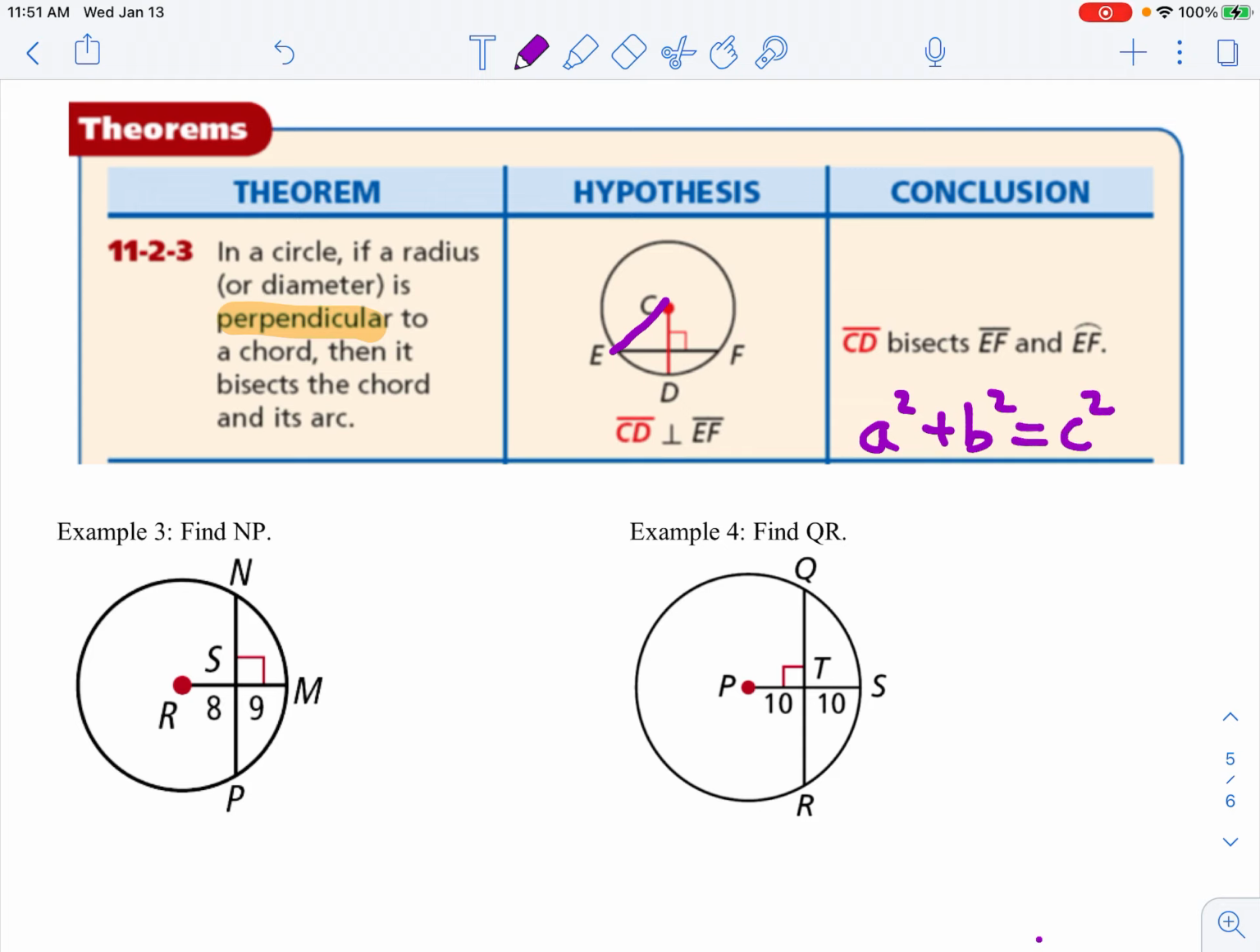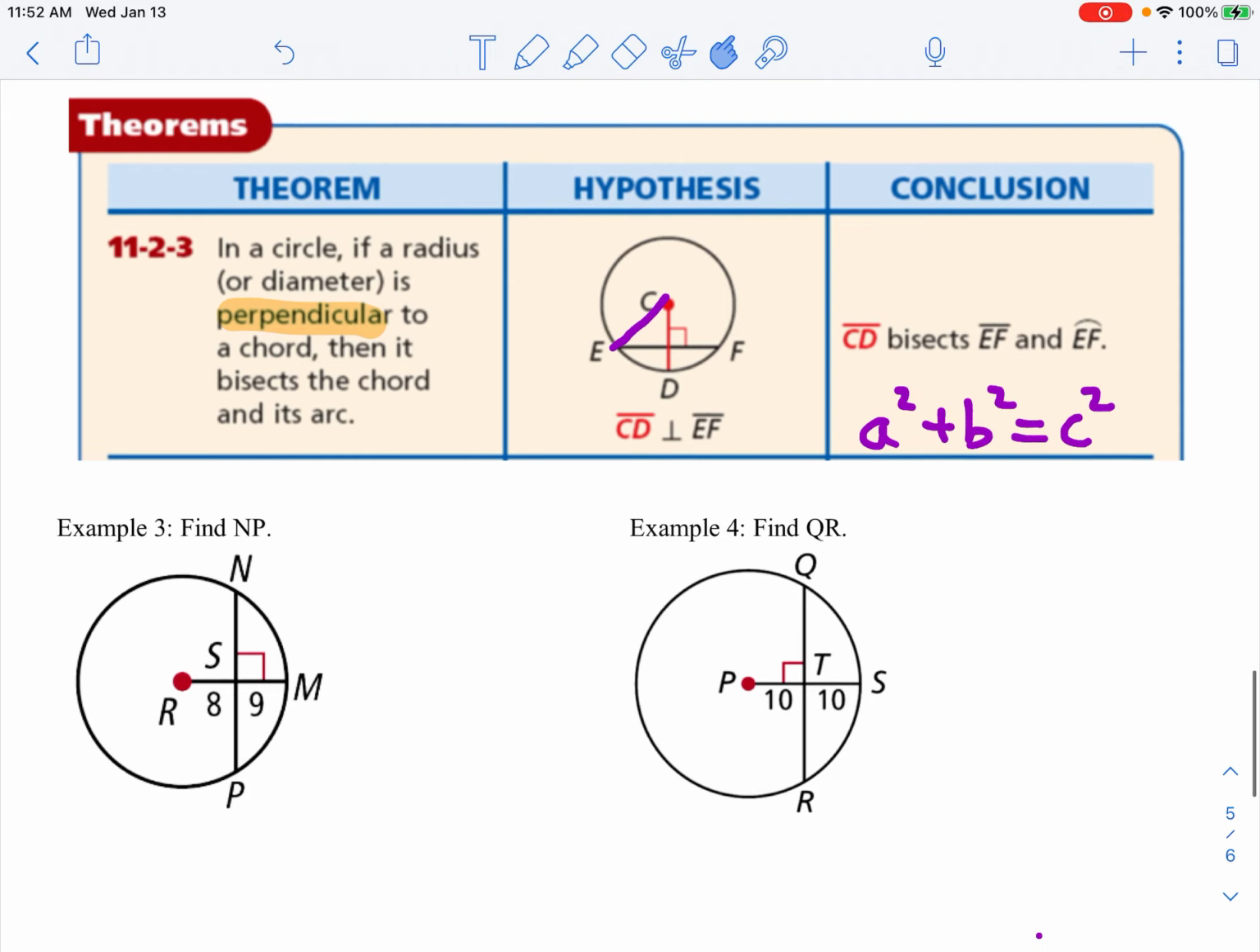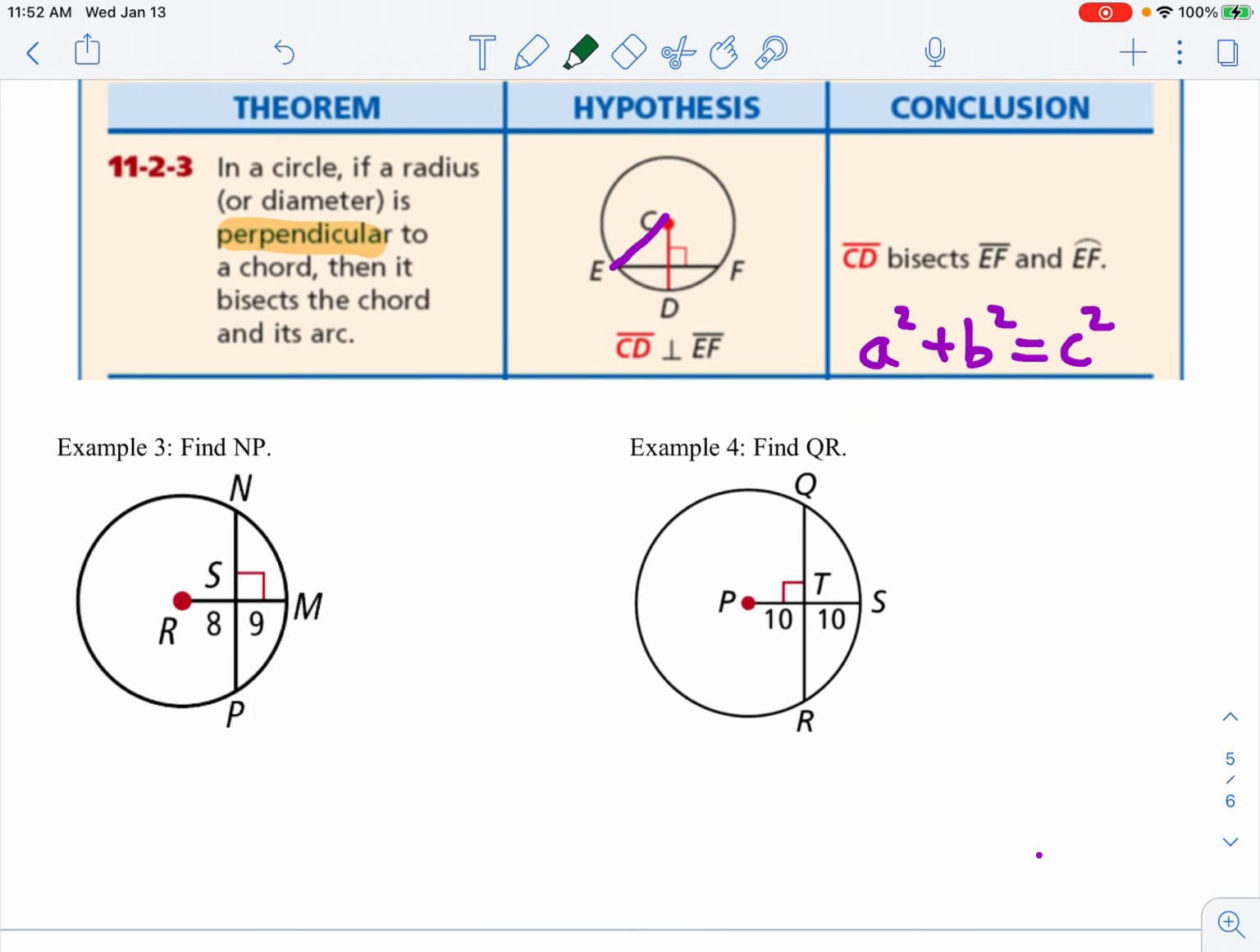Now, we're going to use parts of our picture to come up with different bits of info before we solve. So let's look at an example. The question says, find NP. We have a radius, RM, that is intersected by a chord.